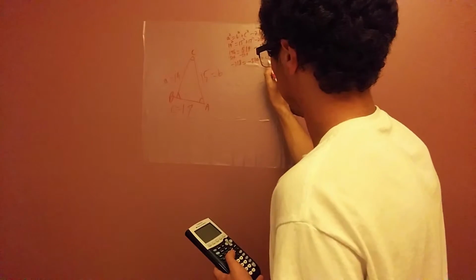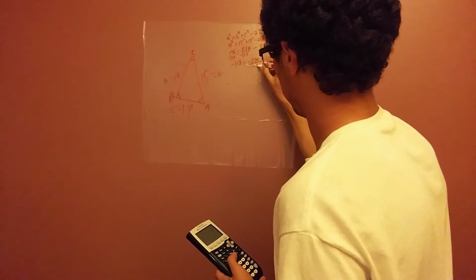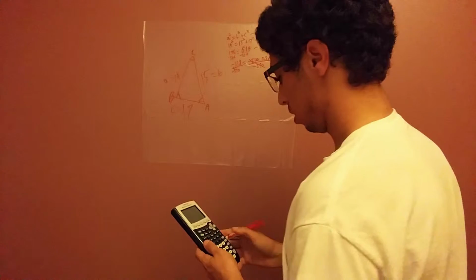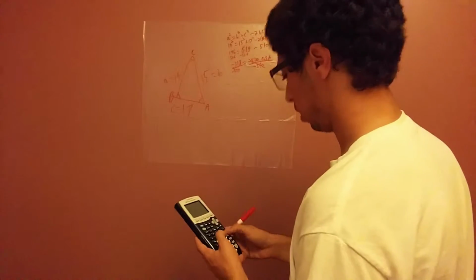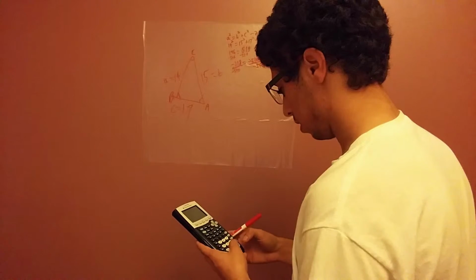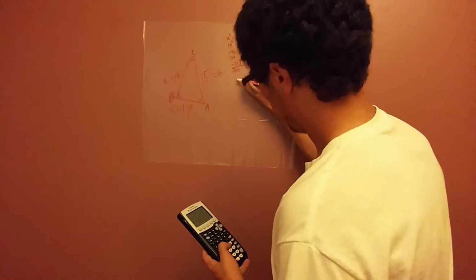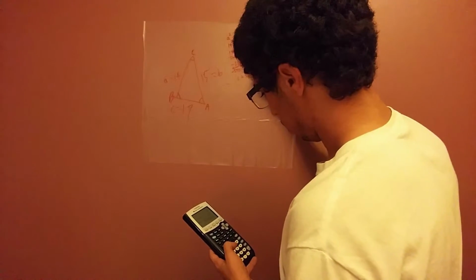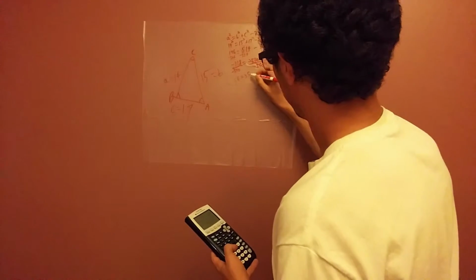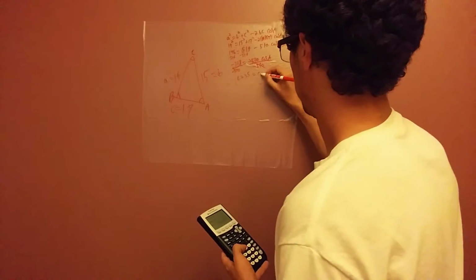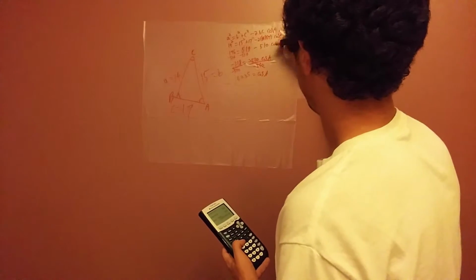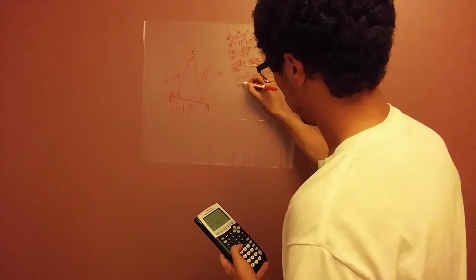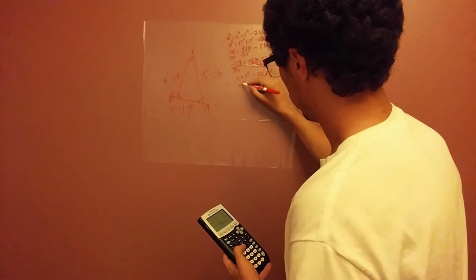Then to get cosine on its own, you divide each side by negative 510. So negative 318 divided by negative 510 equals 0.6235. So 0.6235 equals cosine A. Then you do the inverse, cosine inverse.